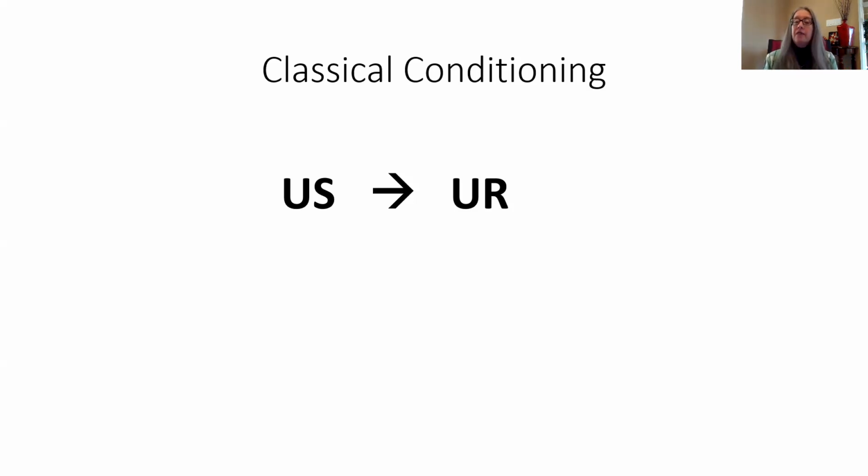The one, of course, that Pavlov used: if I'm going to put meat on a dog's tongue, or meat powder on a dog's tongue, or acidic food on a dog's tongue, then the dog is going to begin to salivate. And so the unconditioned stimulus is the food, and the unconditioned response is the salivating.